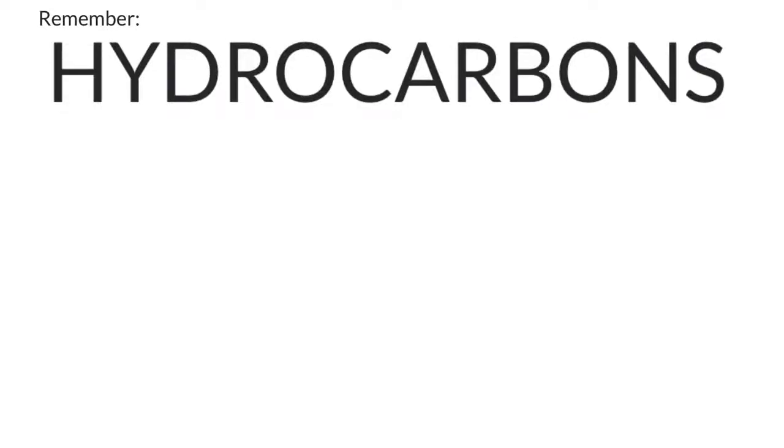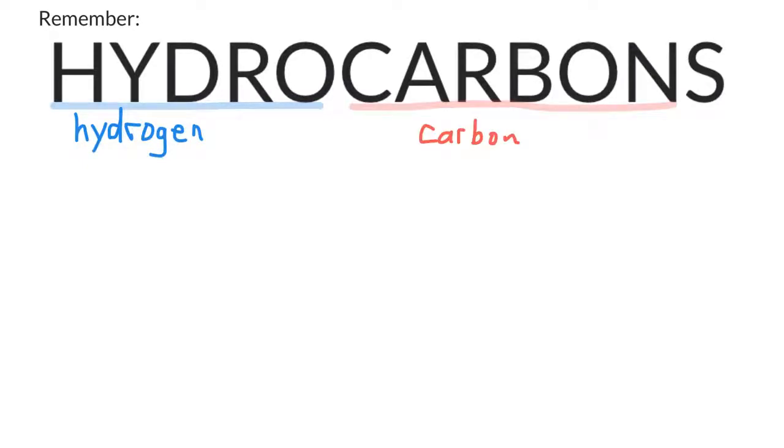Hydrocarbons are organic compounds that contain hydrogen and carbon. There are three kinds of hydrocarbons: alkanes, alkenes, and alkynes.